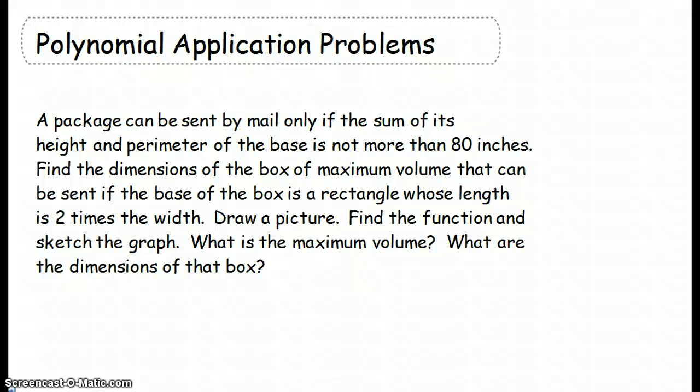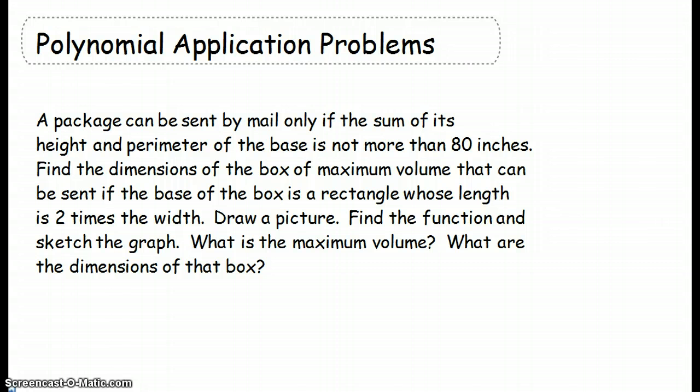Polynomial application problems. So I'm going to do an example here with the package. It says a package can be sent by mail only if the sum of its height and perimeter of the base is not more than 80 inches. Find the dimensions of the box of maximum volume that can be sent if the base of the box is a rectangle whose length is 2 times the width. Draw a picture, find the function, and sketch the graph.